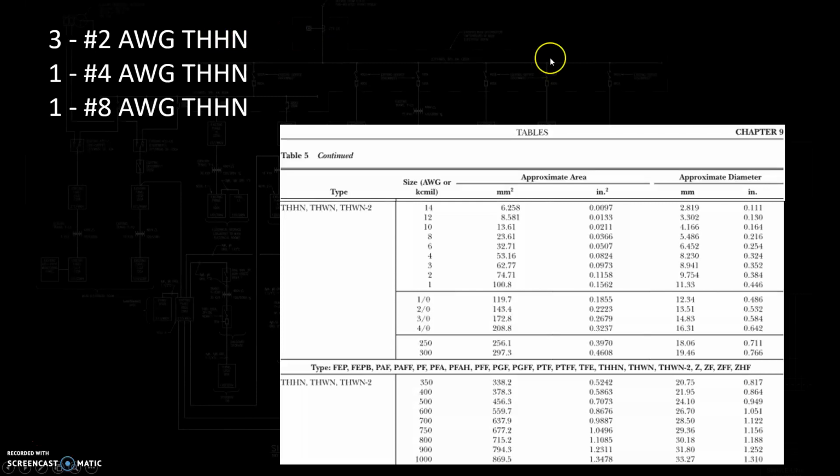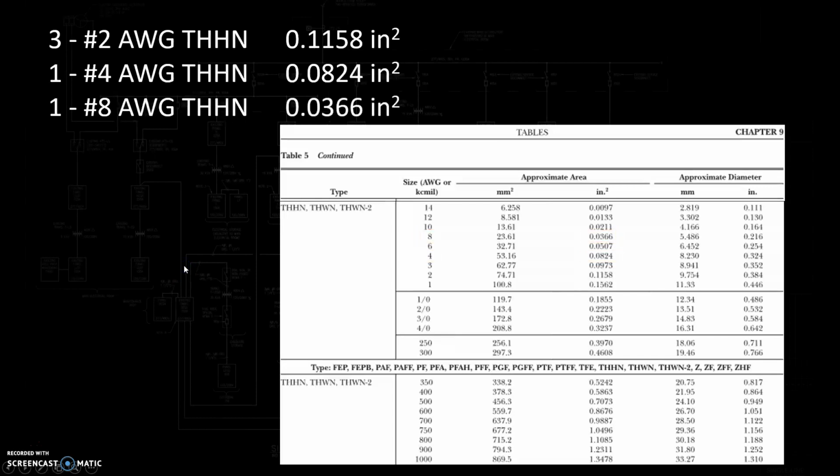See actually how many square inches a number 2 requires here. So we find number 2 in the wire size section. Let's go ahead and check the inches squared column here, the area in inches squared. We get 0.1158 square inches. So of course we have 3 of those. I'm sorry, we'll get there in a moment. So number 4 is going to take, if we look across here, 0.0824 square inches. And then let's check for our number 8 down here. So again, we find number 8 in the table, and we see that that takes 0.0366 square inches.